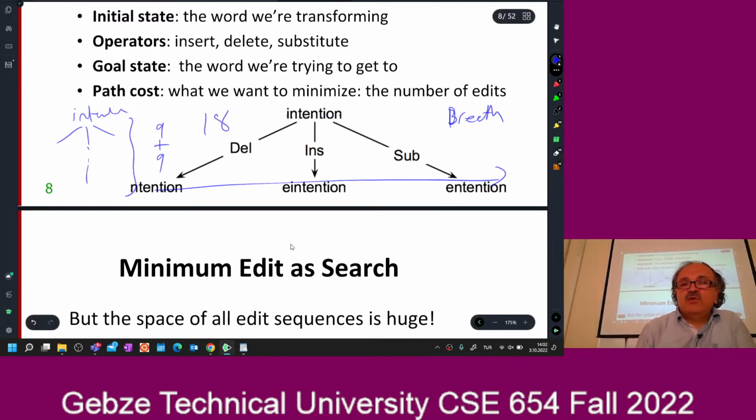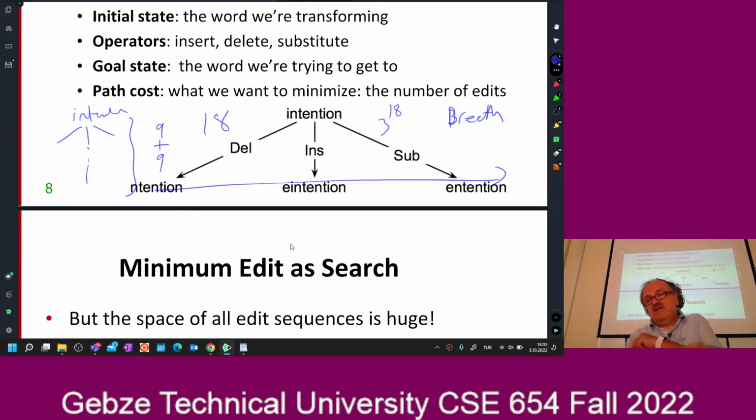So how many nodes maximum can there be in a tree like this if the branching factor is 3? 3 to the power of 18. And this is a very, very large number. I don't like this number, right? But some branches may end early. Well, we are talking about the upper bound. You will never know.